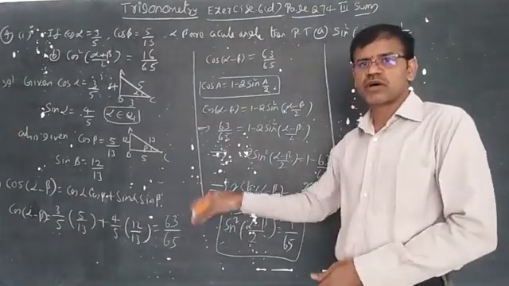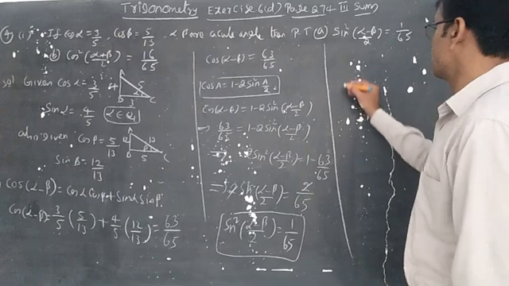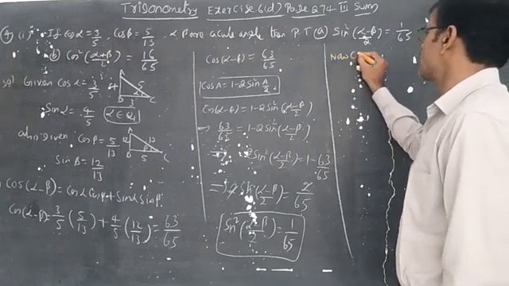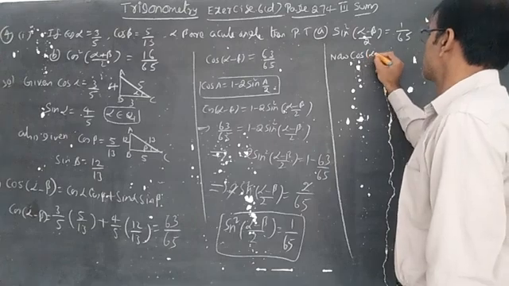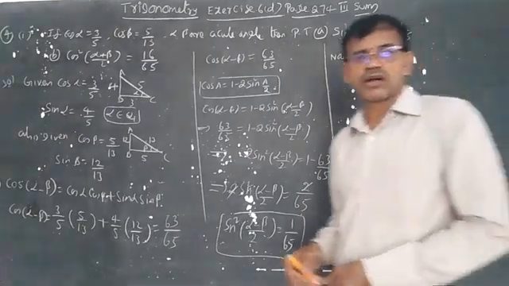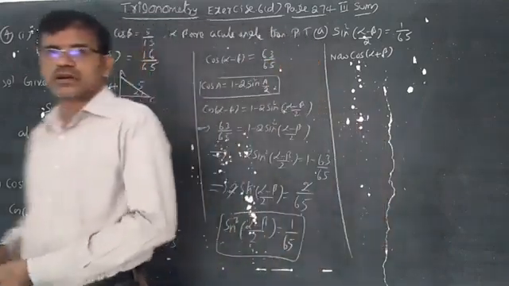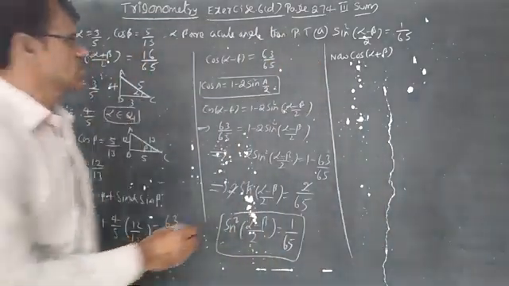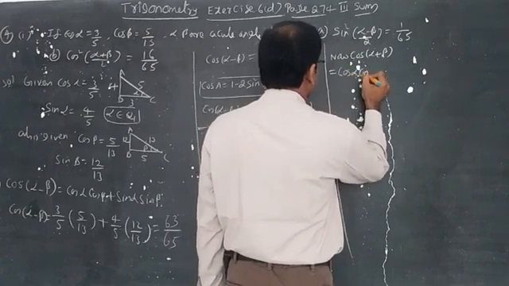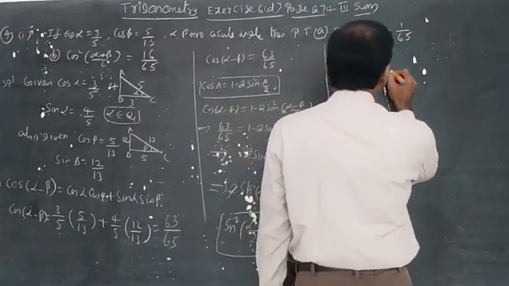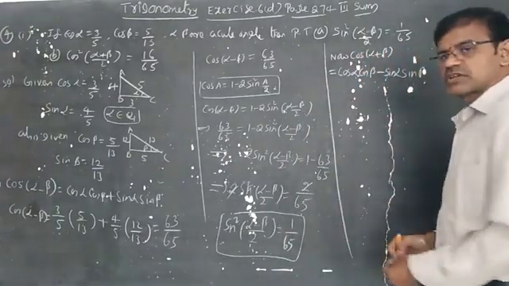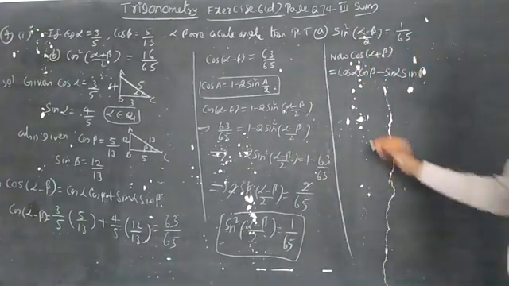Using cos of alpha minus beta we got this. Now you should consider cos of alpha plus beta. Now you write the value of cos of alpha plus beta. Remember the formula: cos of a plus b is cos a cos b minus sin a sin b. So write here cos alpha cos beta minus sin alpha sin beta.